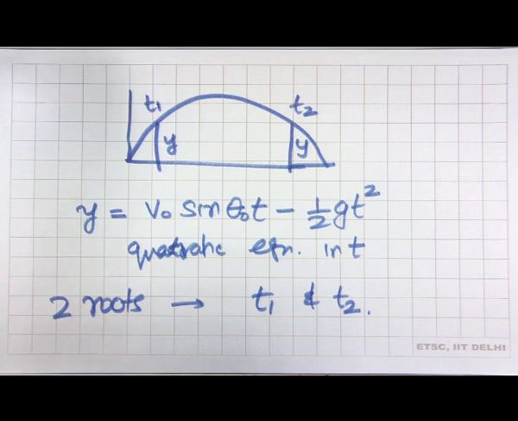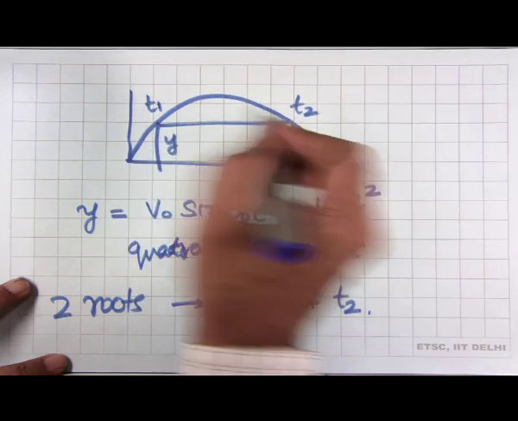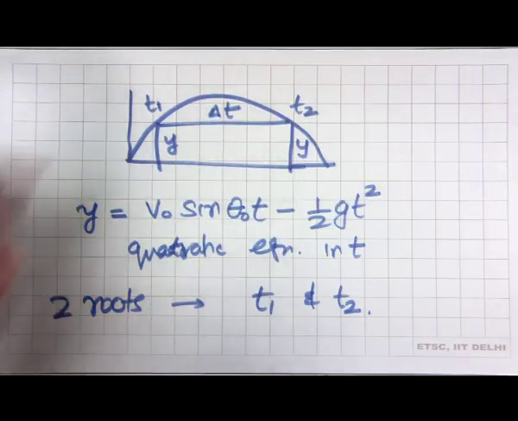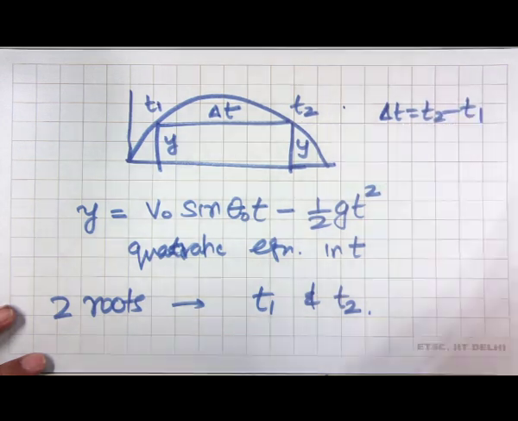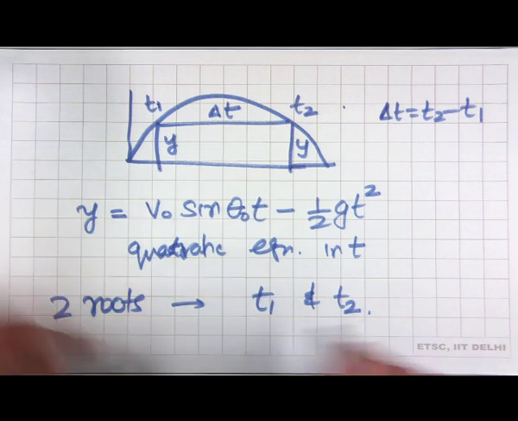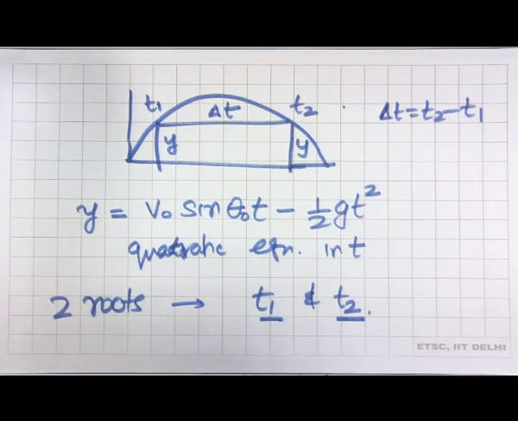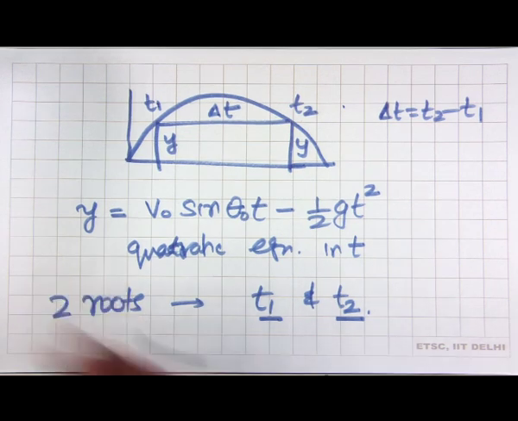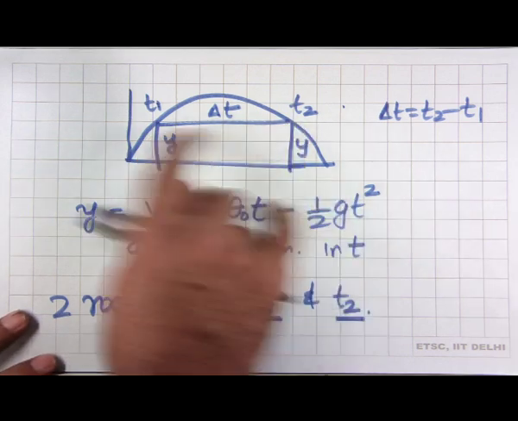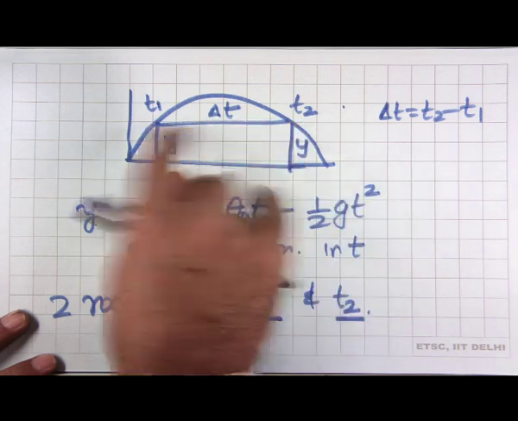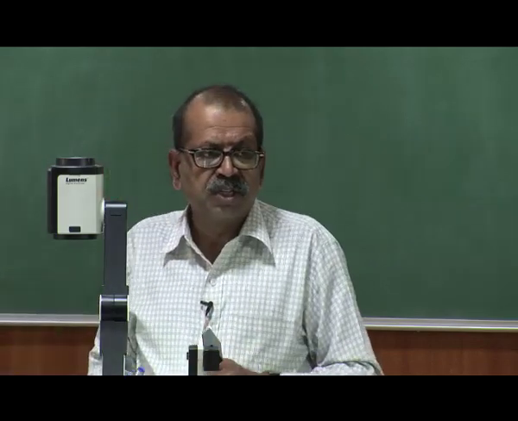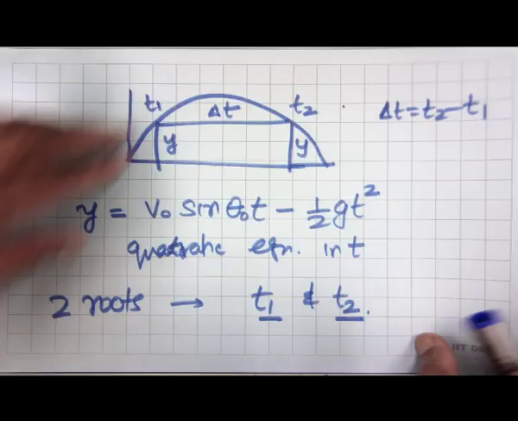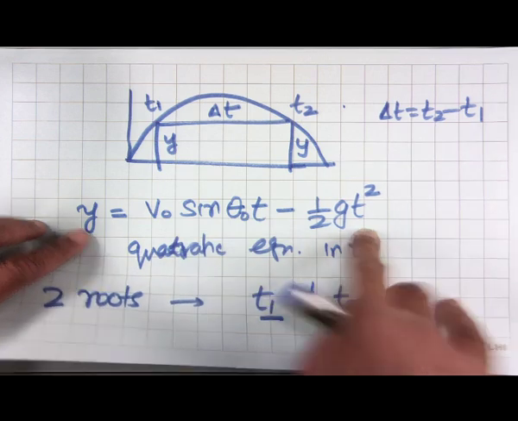Now, in some of the problems, if we need to find out this time, that is delta t, which is t2 minus t1, then we have these 2 roots t1 and t2, and if we solve for the 2 roots, we can subtract them and get the expression for t2 minus t1, and that will give us the time which the particle takes to travel the distance, when it crosses the same height at 2 different locations.